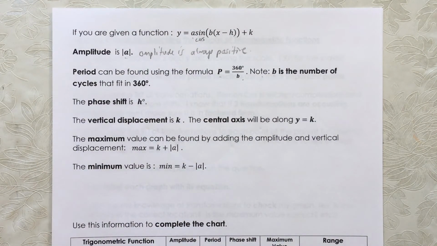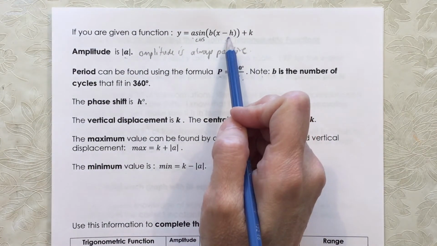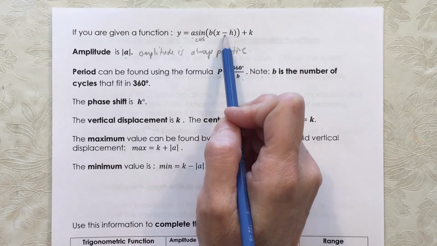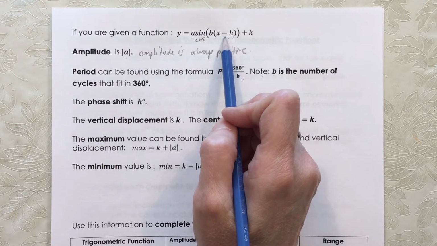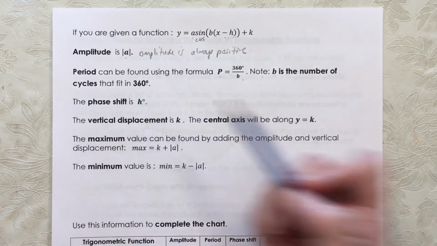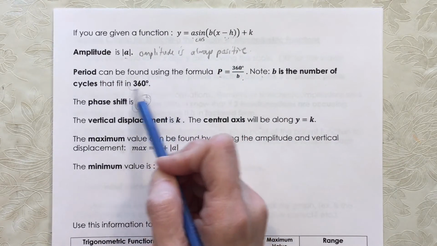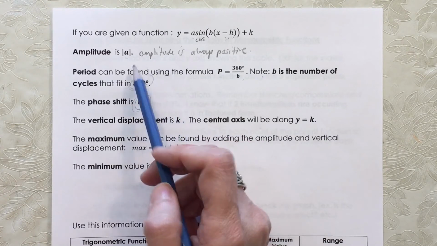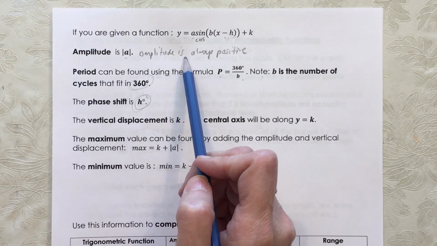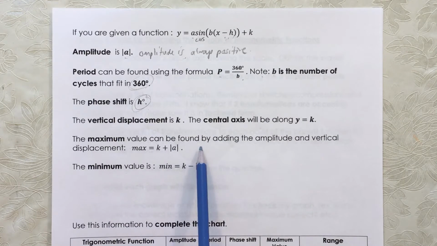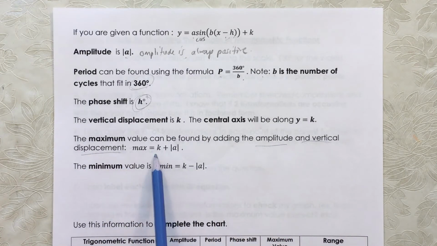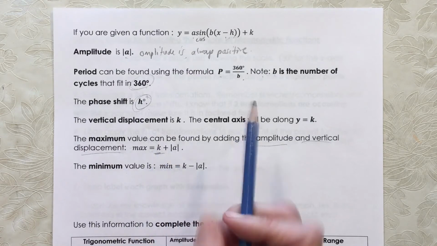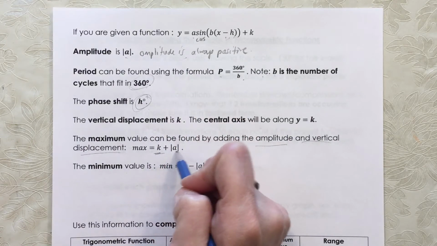The phase shift is the h, okay? And if there's a minus, it's just right, so you just leave it positive. If this was a positive in here, then your phase shift would be negative. And it's in degrees, remember, and so is your period. And your amplitude is just a number. The maximum value can be found by adding the amplitude and the vertical displacement. So k, which is where your central axis is, plus the amplitude.